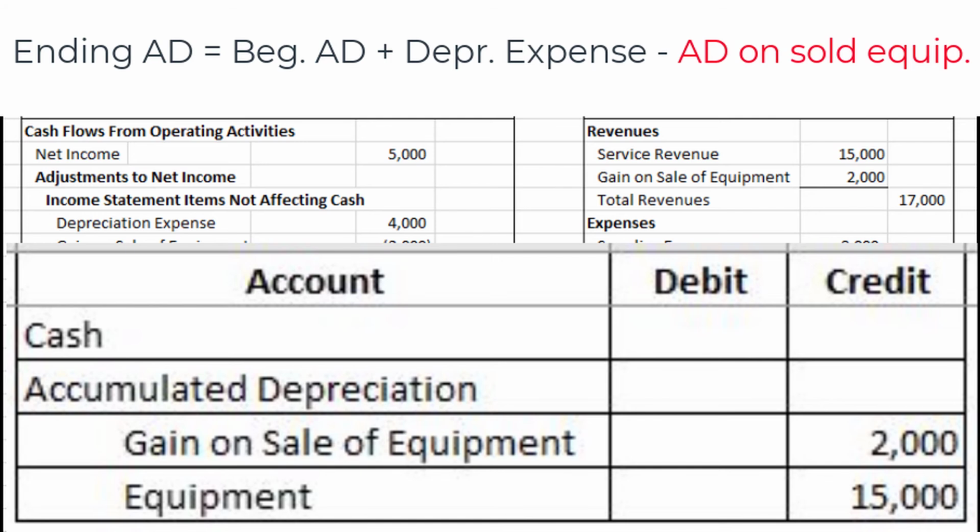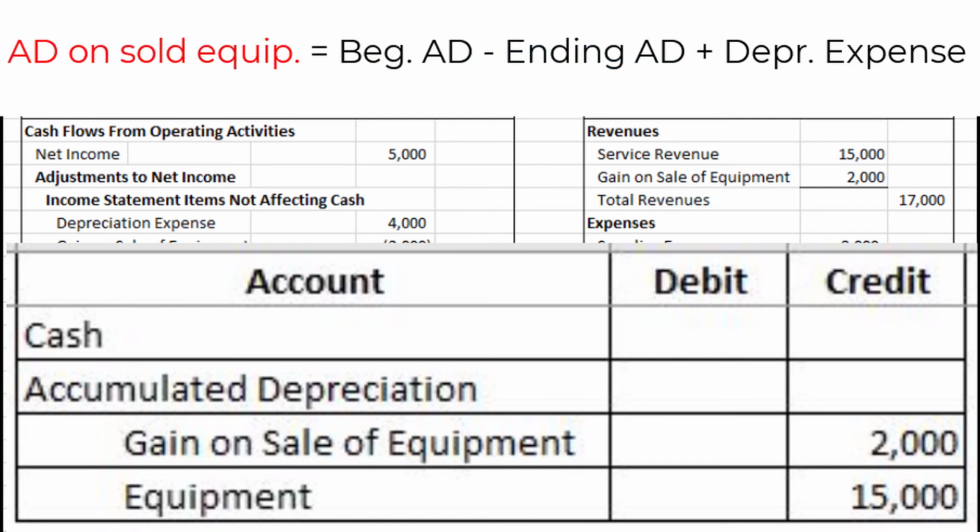So if we rearrange this formula, we get that the accumulated depreciation on equipment sold is equal to the beginning balance of accumulated depreciation minus ending balance of accumulated depreciation plus depreciation expense. Whoa, I know that was a mouthful, but this is the important formula that we need.